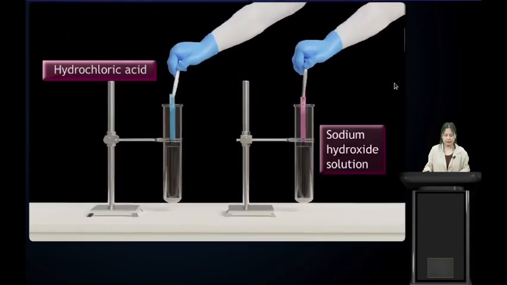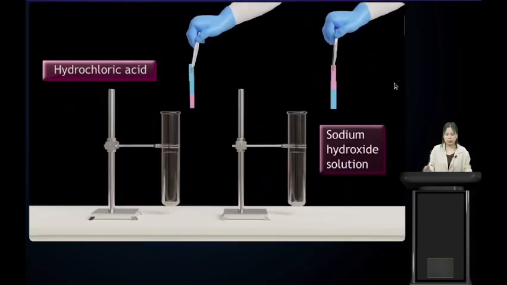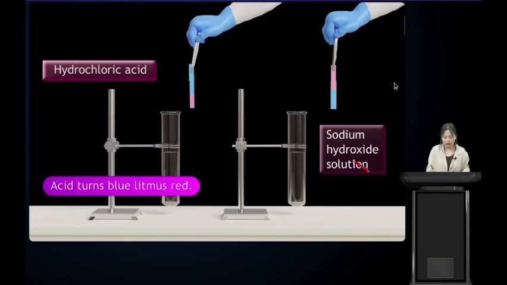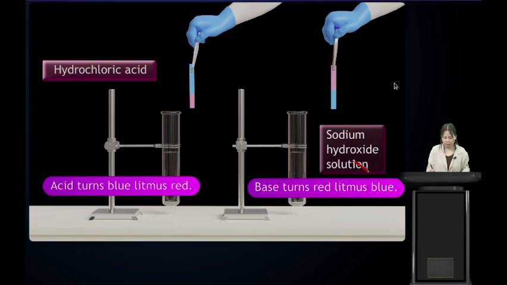Now let us see litmus paper. Now when we look at this, in this test tube it contains hydrochloric acid, which is acid in nature, and in this test tube it contains sodium hydroxide solution, which is base in nature. When we dip blue litmus paper into hydrochloric acid, it turns red. In base, when we dip red litmus paper, it turns blue. So from here we see that acid turns blue litmus to red and base turns red litmus to blue.